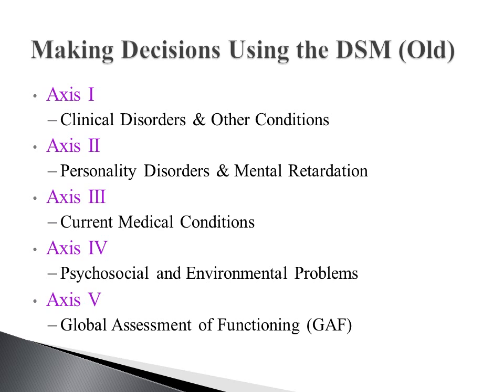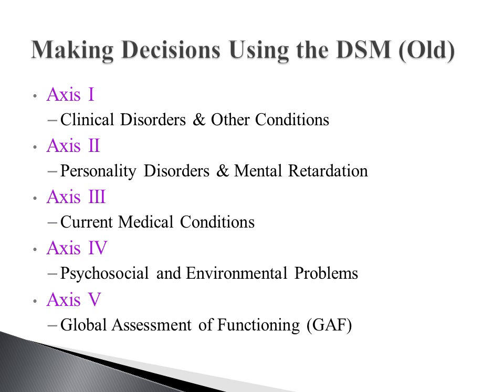On axis 3, we listed all of the current medical conditions a client was experiencing. Axis 4 included psychosocial and environmental problems. These were issues in the client's life, either good or bad, that may be compounding or contributing to their current mental health concerns. And then finally, on axis 5, we had the global assessment of functioning.